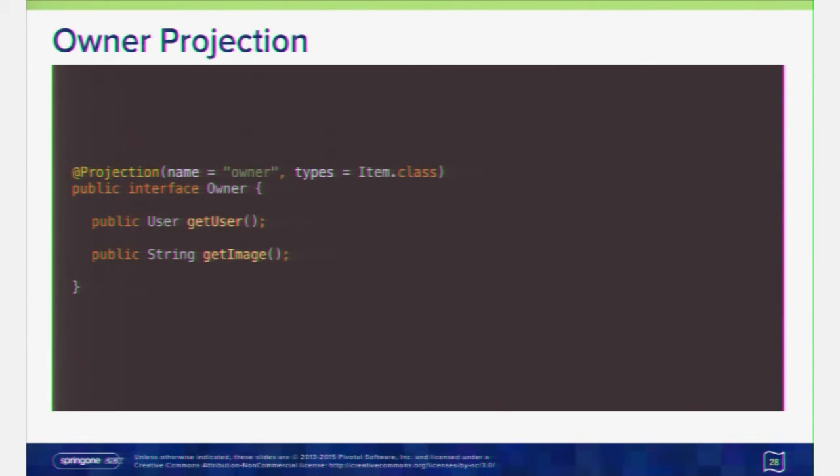So we created an owner projection. And again, it's an interface, so it's not code that we've written. This is something that Spring Data provides for you. You name the projection, and then you tell it the data that you want to be returned when it's queried.